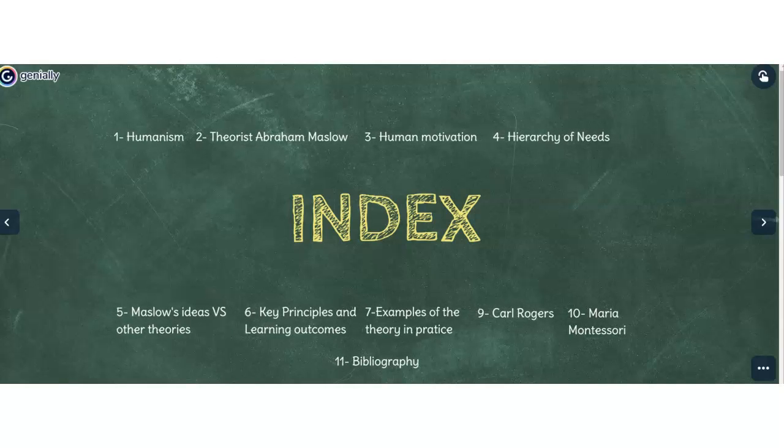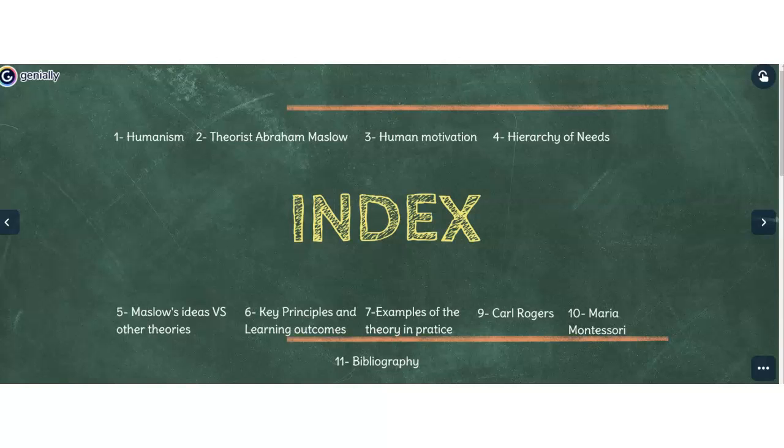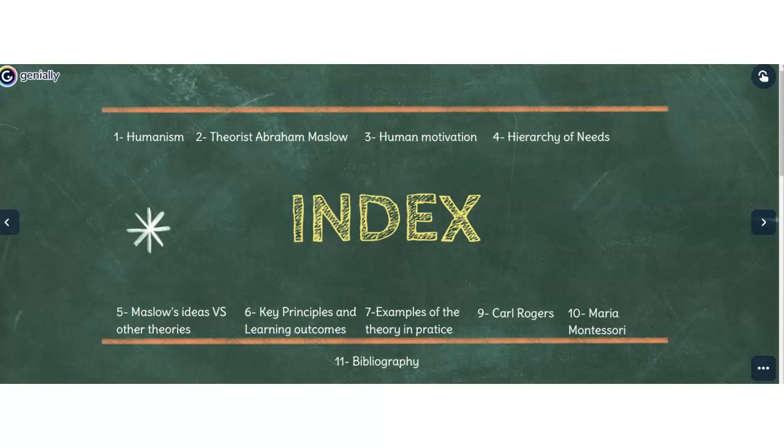This is the index that I will be covering in today's presentation. We'll start with what is humanism, the theorist Abraham Maslow, human motivation, the hierarchy of needs, Maslow's ideas versus other theories, key principles and learning outcomes, examples of the theory in practice, and two other theorists that were part of it, Carl Rogers and Maria Montessori. So let's begin.